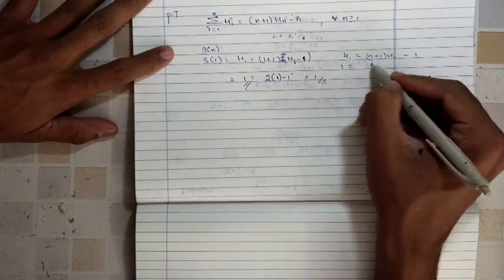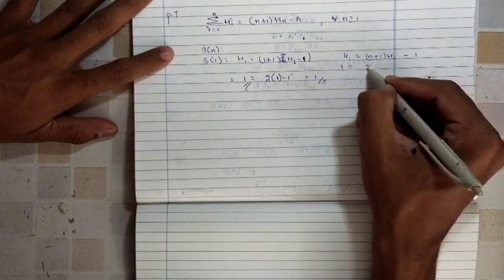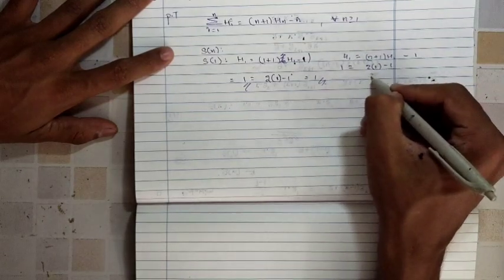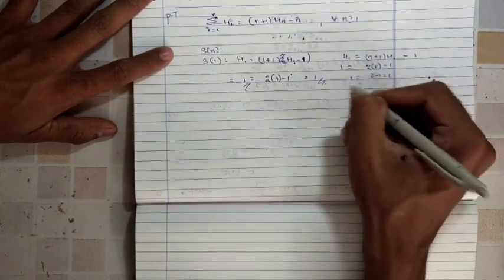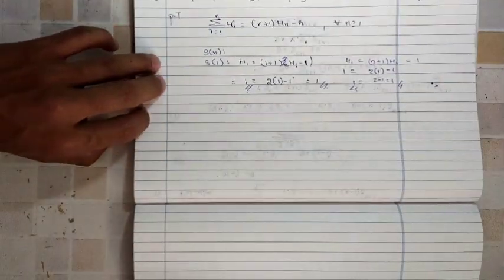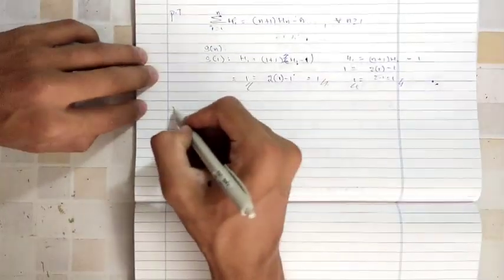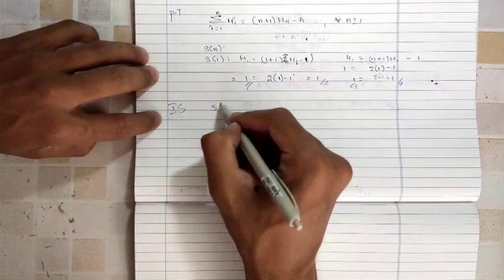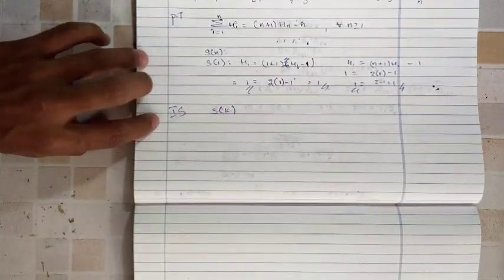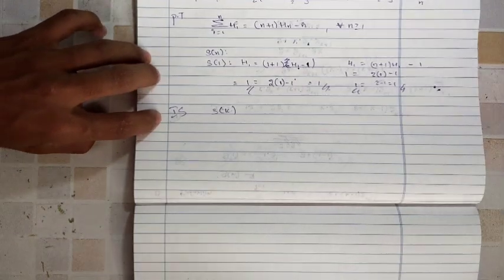H1 is (n+1)·h1 − 1, which is (1+1)·h1 − 1 = 2 − 1 = 1, so 1 is equal to 1 over h1. We get that S of n is true. Then in the induction step, we say S of k is also true for n equals k, for all k greater than or equal to 1.